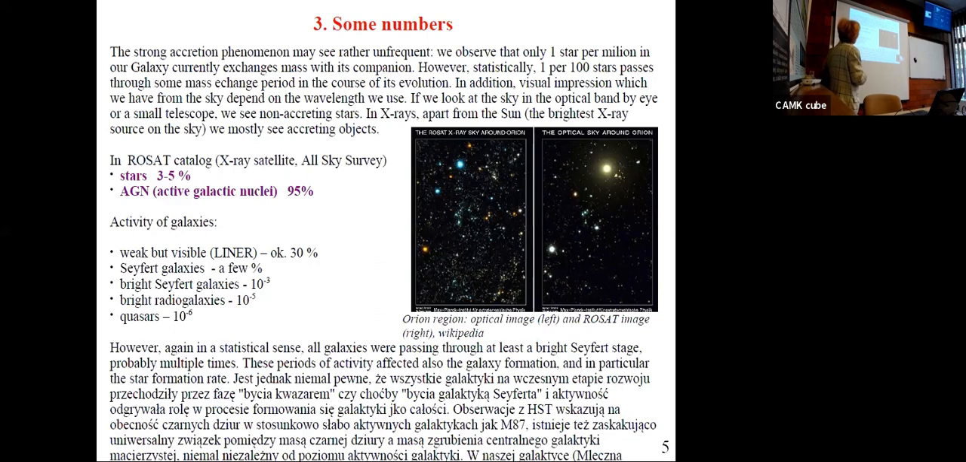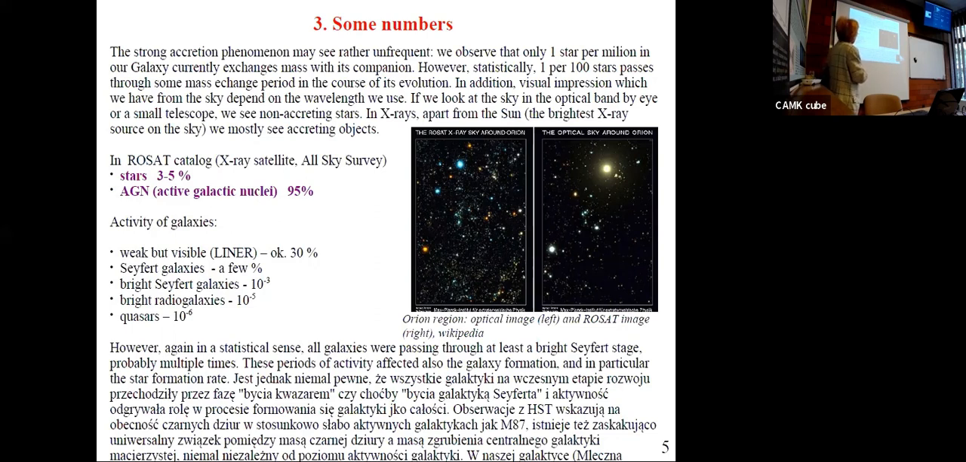And in many cases, we really see the current, although weak, activity. So for example, about 30% of nearby galaxies can be classified as LINERs. So they have some emission lines, although not broad, not strong, not spectacular, but something is happening. Seyfert galaxies are a few percent of all galaxies.